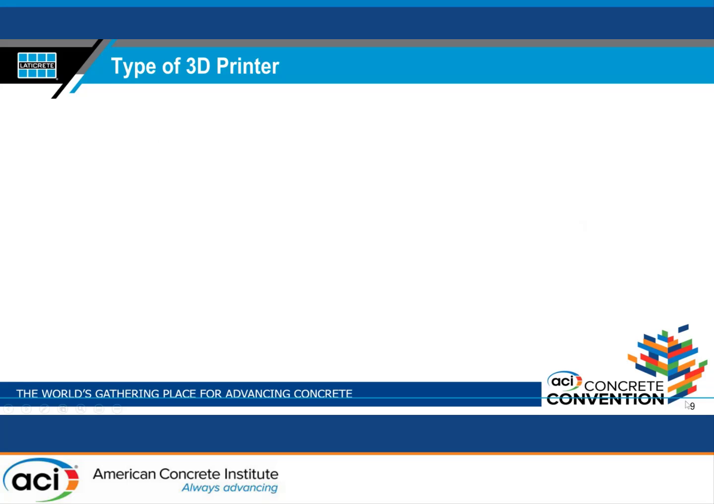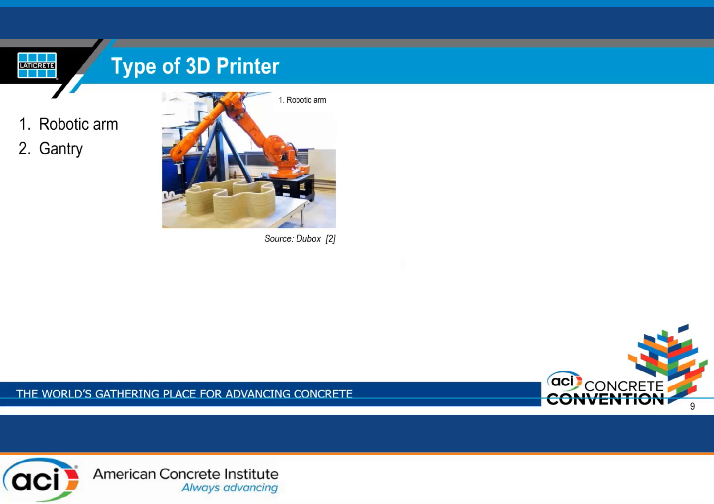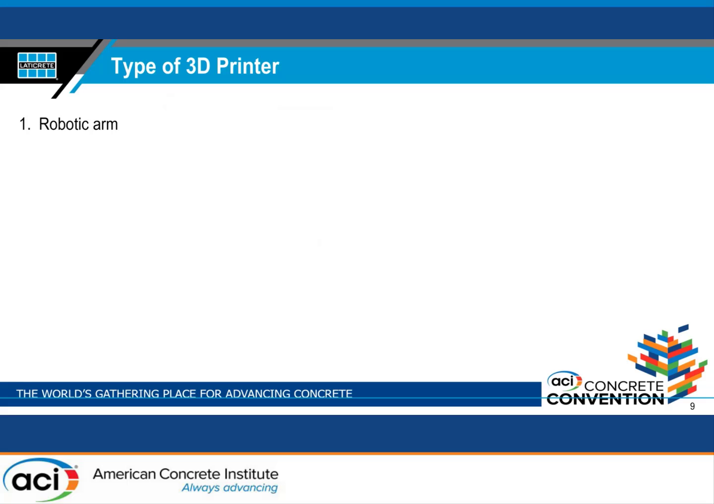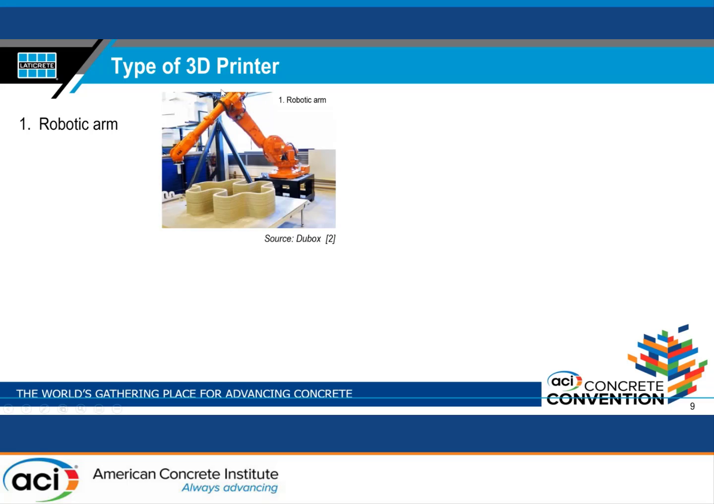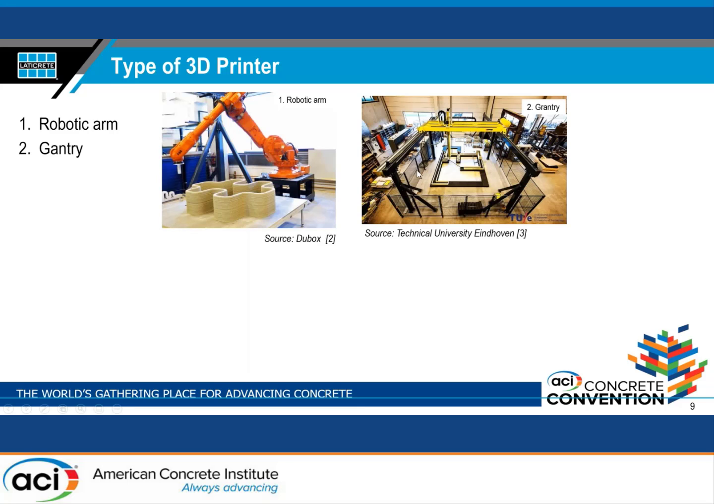So there are several types of 3D printers available out there. In this case, construction 3D printers. The first one is the robotic arm. The robotic arm usually has 5 to 6 rotational axes, which enable the printer to print not only in a horizontal plane, but also a diagonal plane. The second one is the gantry system, which usually consists of several columns and beams, in which the printer head is mounted on one of the beams. This printer is usually huge and requires accurate alignment for each component of the frames.